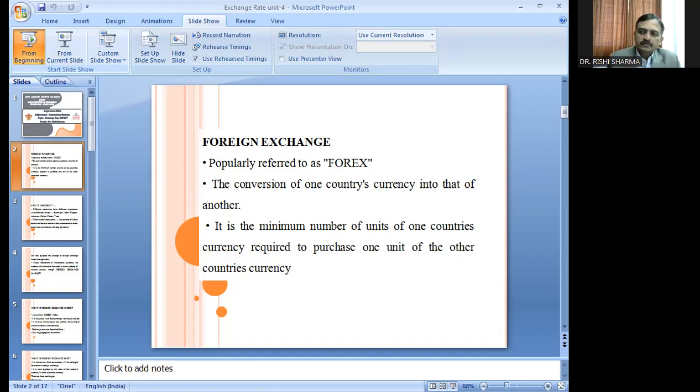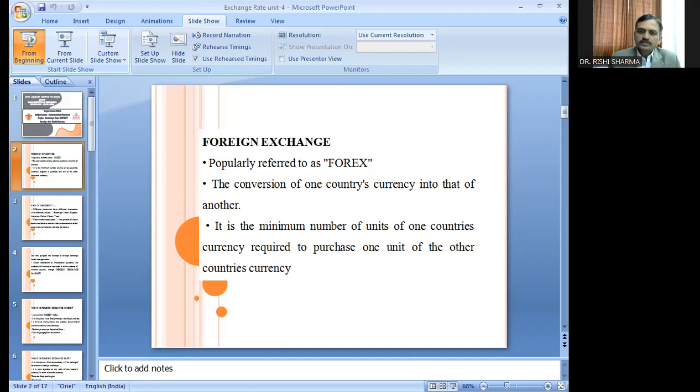Now we will come to knowing what the foreign exchange rate is. There are three types of foreign exchange rate. One is fixed, another is floating, and the third one is managed rate. The exchange rate is also regarded as the value of one currency in terms of another currency.